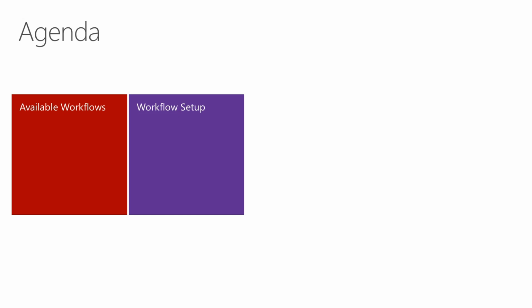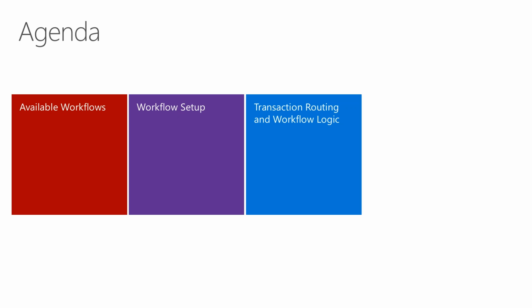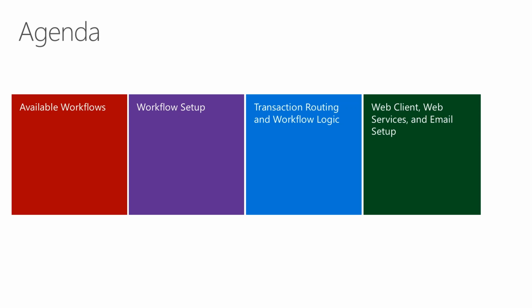So our agenda for today is going to be looking at our available workflows. We're going to do a little bit of the workflow setup in GP in a demo environment. We'll look at transaction routing and the workflow logic. Then we'll look at the web client, web services, and email setup. And lastly, I've added a few slides to the end of my presentation today to look at GP 2015 R2 and GP 2016 to show you what's available to you to help entice you a little bit more towards getting that upgrade if you're not already on one of those two versions.